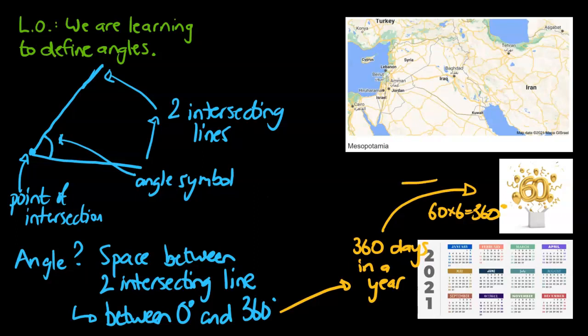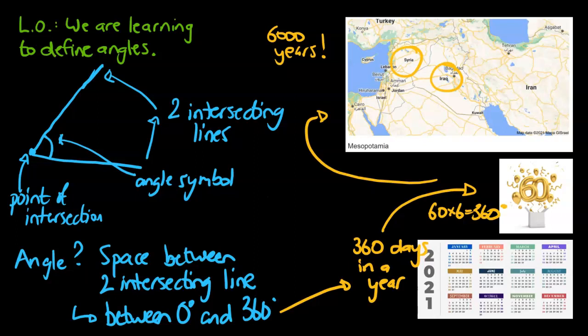And the civilization that loved these numbers, they were an ancient civilization 6,000 years ago. And I've got a bit of a map where they're located. It was roughly where Syria and Iraq are today.